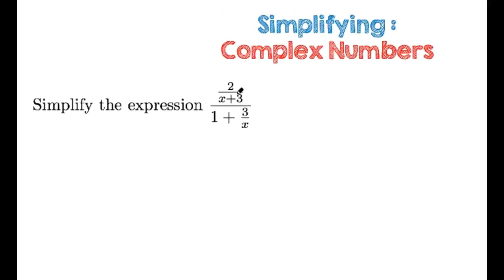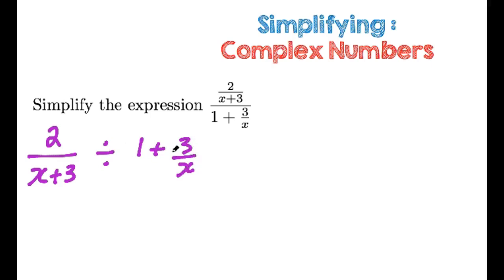So in example 2, now we see we have a rational expression, but we have a fraction inside of another fraction. We have a fraction in the numerator and a fraction in the denominator. So what I'm actually going to do here is leave the numerator alone first. I'm going to have 2 over x plus 3, and that's divided by 1 plus 3 over x. Before I flip this, I'm going to get one fraction here.